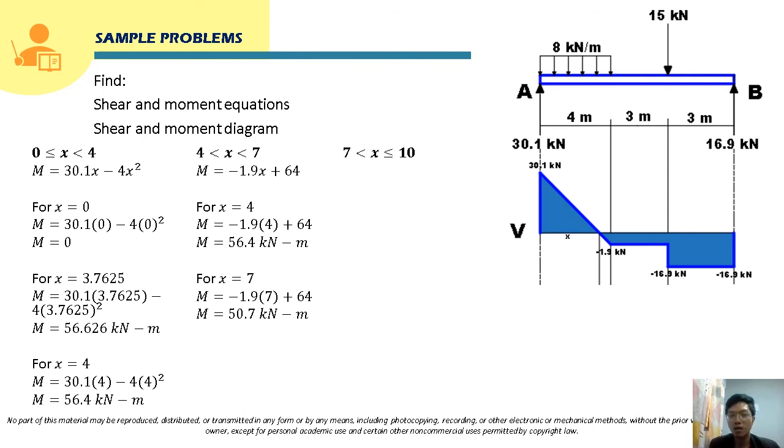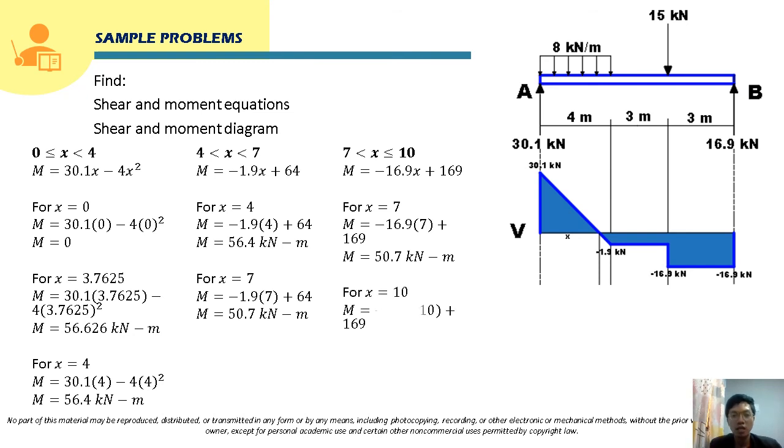Now for the third segment, class, the moment equation is negative 16.9x plus 169. For x equal to 7, the moment is negative 16.9 times 7 plus 169. So the moment is 50.7 kilonewton meter. Now for x equal to 10, the moment is negative 16.9 times 10 plus 169. So the moment is 0.